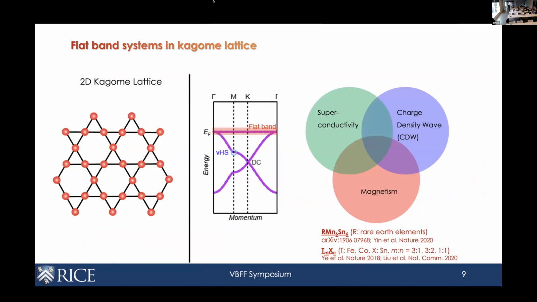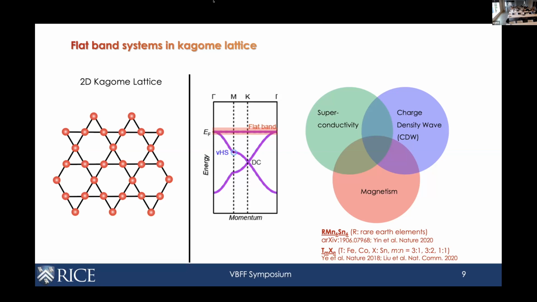So I already talked about the flat band, which comes from this geometric frustration. In addition to that, if you do the tight binding calculation, considering only the nearest neighbor hopping, besides the flat band, you will also get 2 copies of dispersive states. And the distinct feature of these is that these two bands would cross at a Dirac point at the K point in the Brillouin zone.